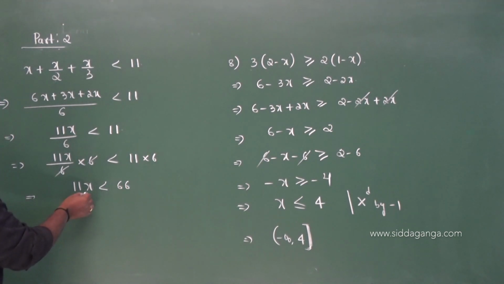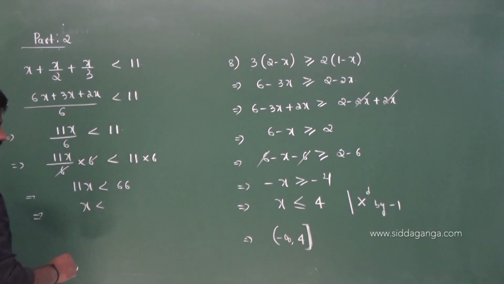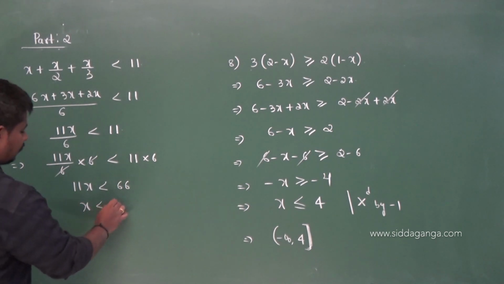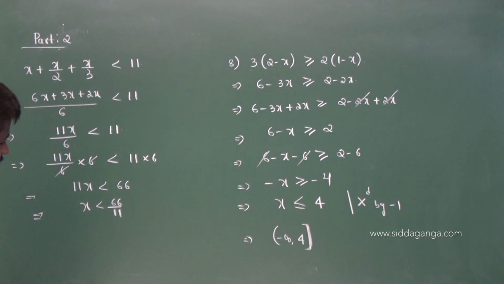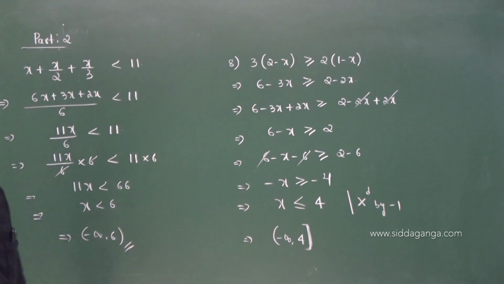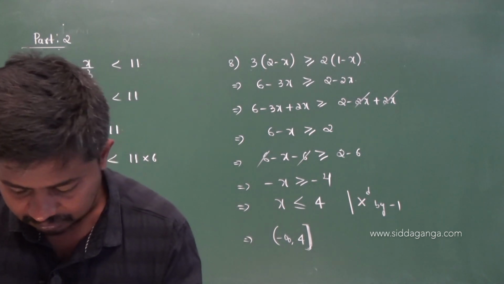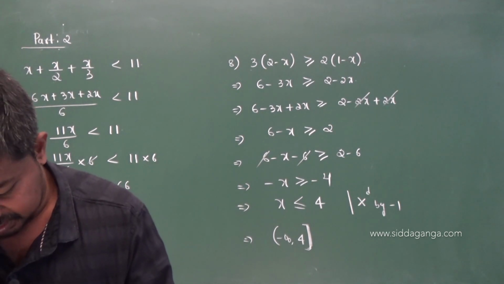So we make x single by dividing by 11. Dividing 66 by 11 gives 6. So x is less than 6. Hope you got it. So the solution set is minus infinity to 6. This is your solution. Students, this is how we get the values.